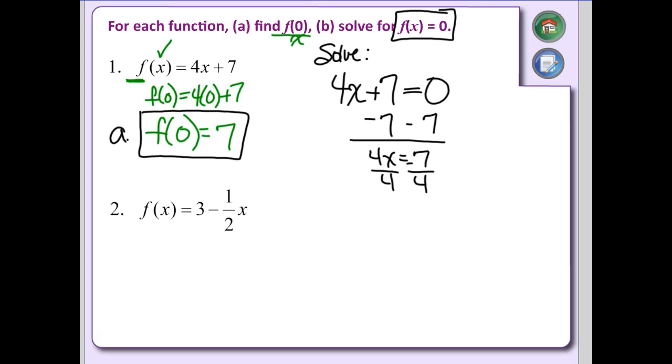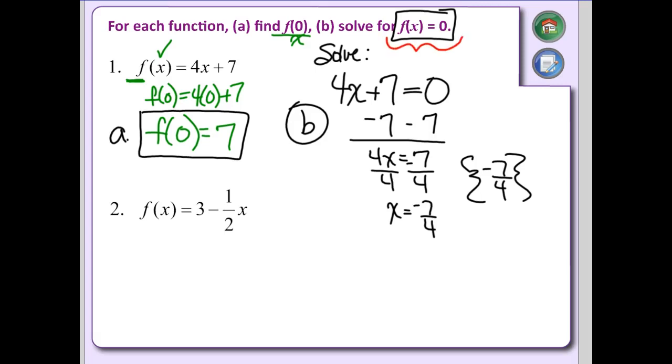Again, I had to make that negative 7. So x equals negative 7/4. Now usually when they have us do this, we put our answer in set builder, but I'll take either one. So do you understand the difference? So this is my answer for B. For letter A, when they want f of 0, we're just plugging in 0 for x. For letter B, they want us to take the whole function and make it equal 0 and solve.